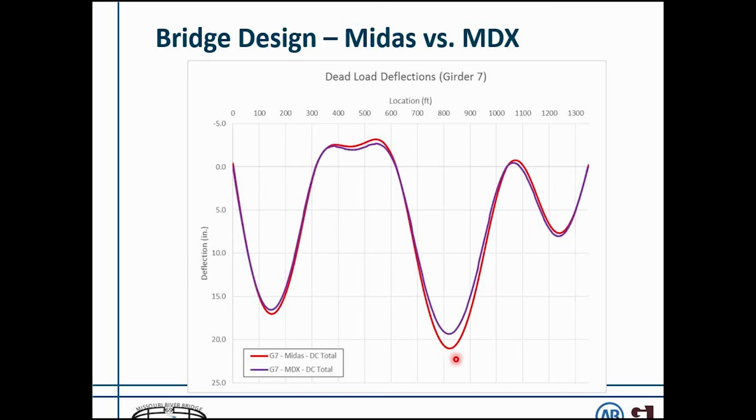Another thing that we will continue to consider when we're doing our Midas and MDX comparisons in the future is that maybe there's something about having such a long span, a 420-foot span, that might be causing the difference as well. Because on the other project that we have this comparison experience with, those were shorter spans. So maybe the span length also had something to do with it.